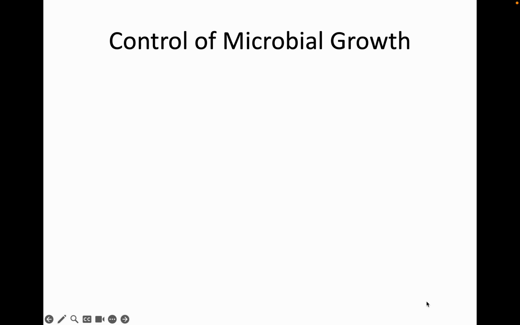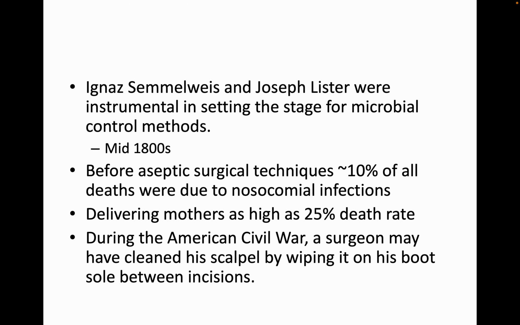Hello, today we're going to talk about Chapter 7, Control of Microbial Growth. So let's start with a little history. Ignaz Semmelweis and Joseph Lister were instrumental in setting the stage for microbial control methods, and they did most of their work in the mid-1800s.